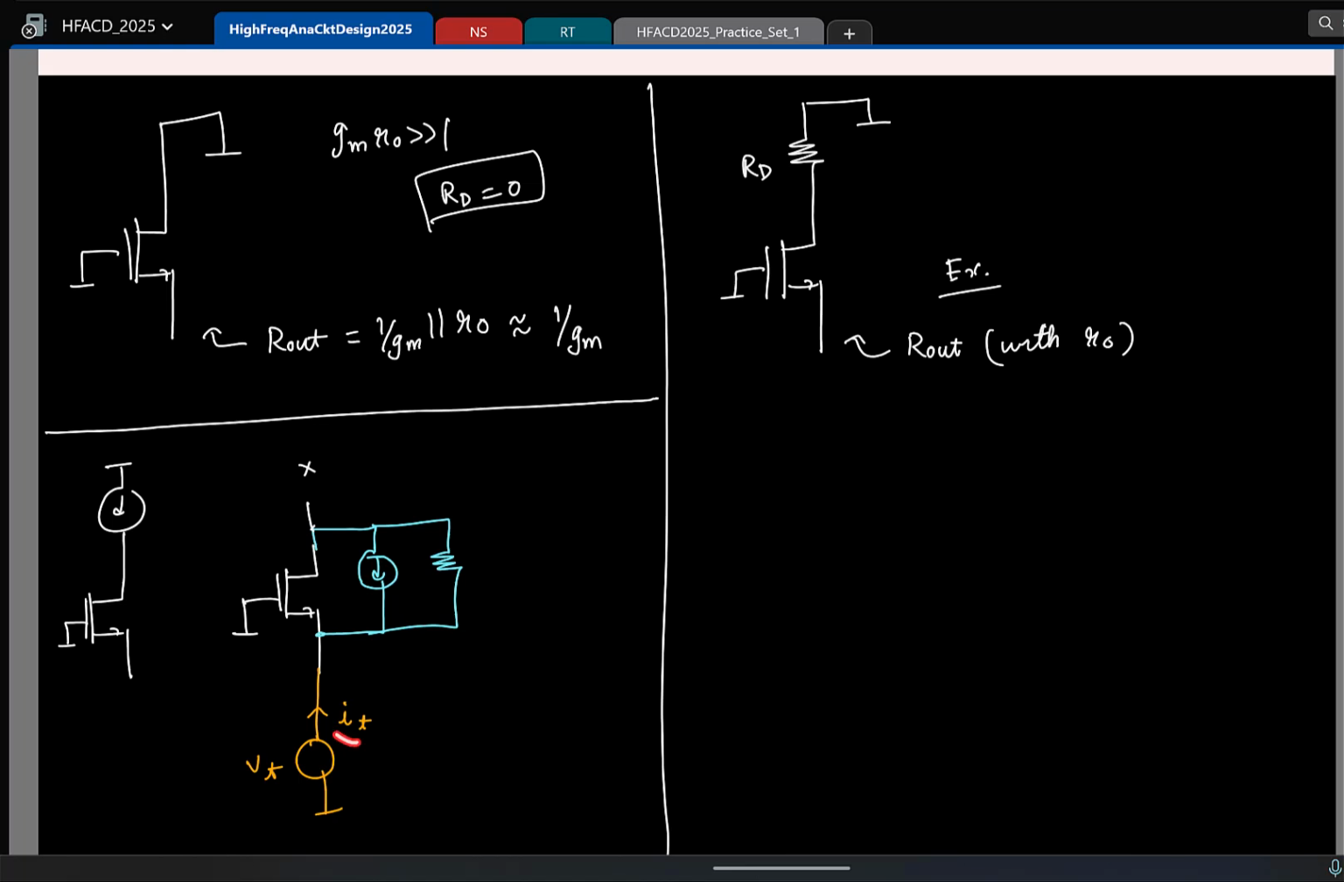Now what can you say about this current IT? 0. Why? No current can flow. I mean, there is a loop here, but why should no current flow here? There are two statements, so these two are not related. The current can't flow out also because it's open at the top. What is the current here? 0, it's an open circuit, no path. So what can you say about these two currents? They will be the same.